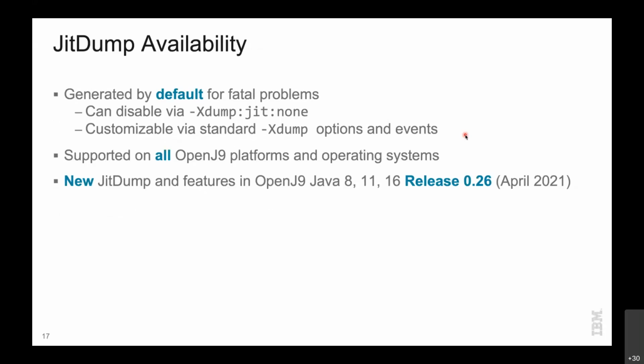The mechanism itself is generated by default for any fatal problem that results in us bringing down the entire JVM. So this is typically signals that can't be handled or that don't get handled, like segmentation faults, bus errors, or traps, or things like that. It can be disabled via an option and is fully customizable with the standard -Xdump options and events. The agent is supported on all OpenJ9 platforms and all operating systems, and some of the new JitDump features and improvements that we've put in are available in release 0.26, which is coming out next month.